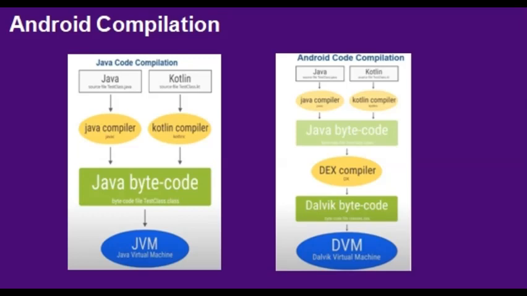So in simple words, what is happening when the application is developed? It has to be first compiled to the Java bytecode, or we can say Java class files. So as the application is developed, it is compiled to Java bytecode, converted to Dex file. It is converted to bytecode by the Dex compiler.